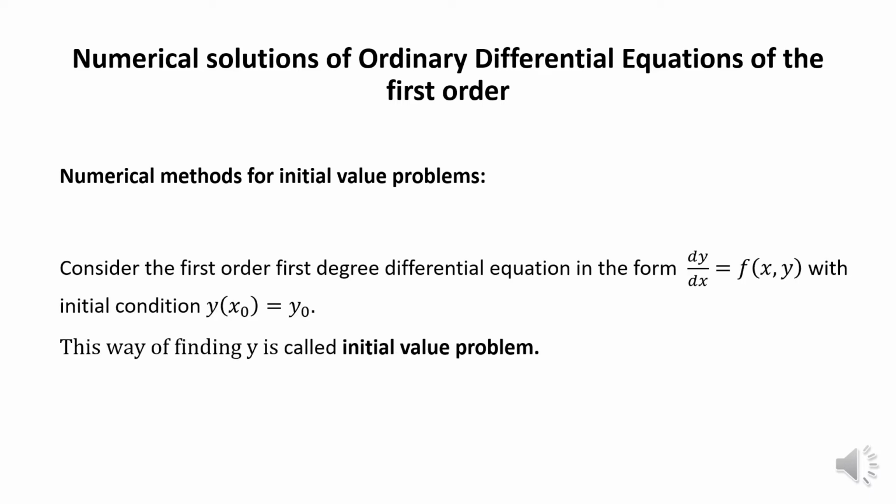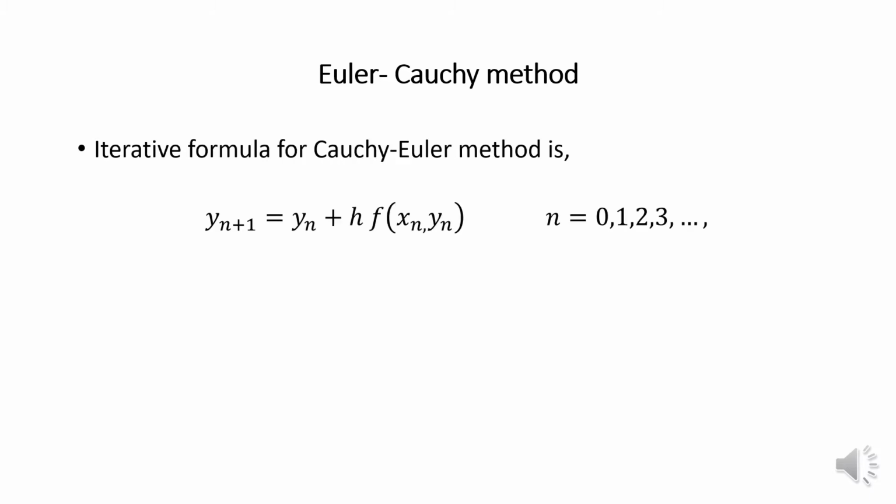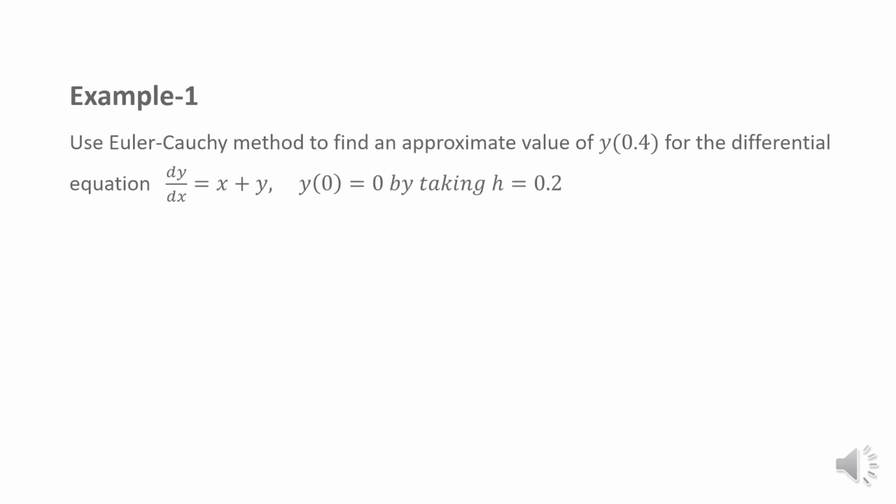Consider the first order first degree differential equation in the form dy by dx equal to f of x, y with the initial condition y of x naught equal to y naught. This way of finding y is called initial value problem. Cauchy-Euler method. The iterative formula for Cauchy-Euler method is y n plus 1 equal to y n plus h into f of x n and y n, where n ranges from 0, 1, 2, 3 and so on. Let us solve some problems using Cauchy-Euler method.